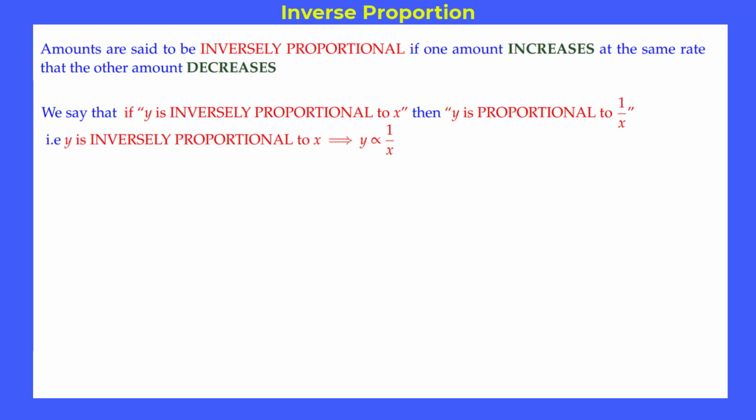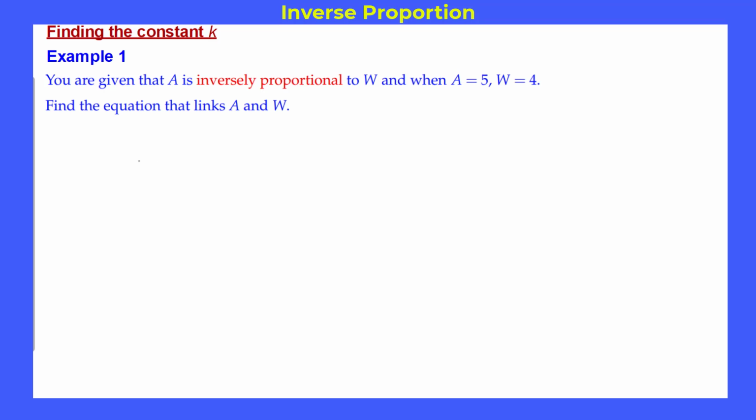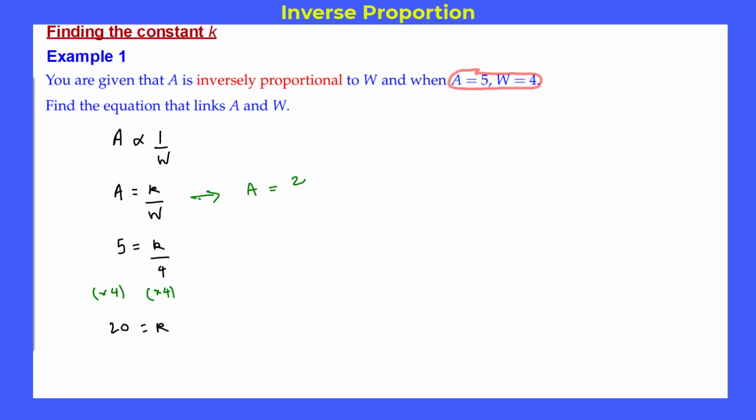So an example, first of all, we're going to find the constant k. You're given a is inversely proportional to w, and a is 5 and w equals 4. Find the equation that links them. So we start off as before by writing our initial statement, but notice it's 1 over w this time. And we write a equals k over w, and we do our substitution, just like before. Multiplying both sides by 4 here will leave us with k on the right hand side, and we find that k equals 20. And now we rewrite our equation saying a is equal to 20 over w, our linking equation.